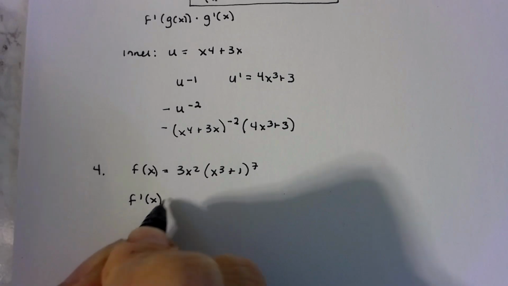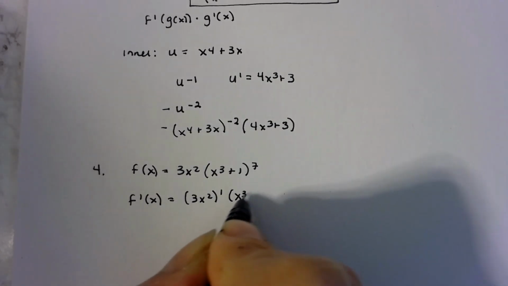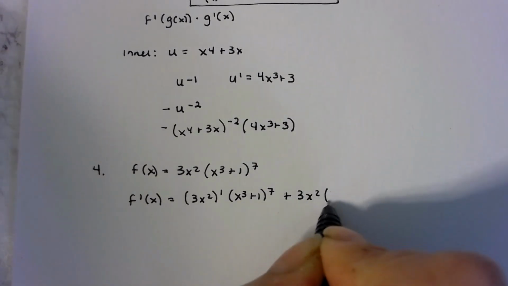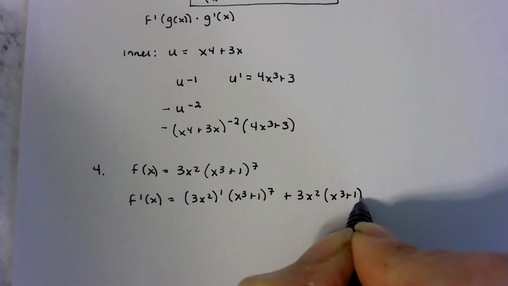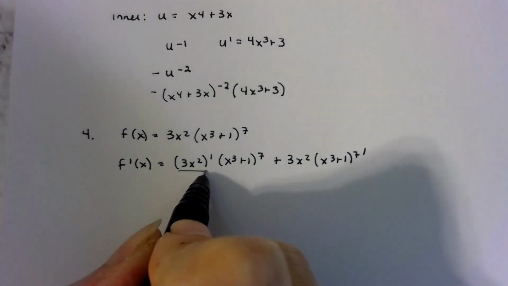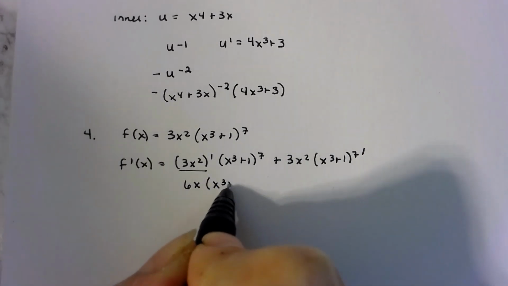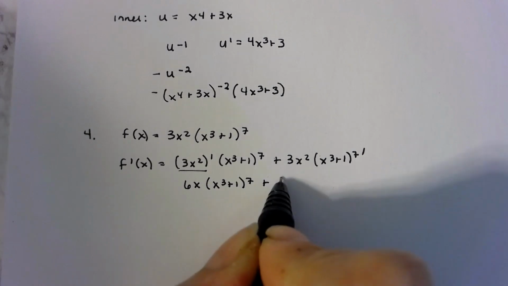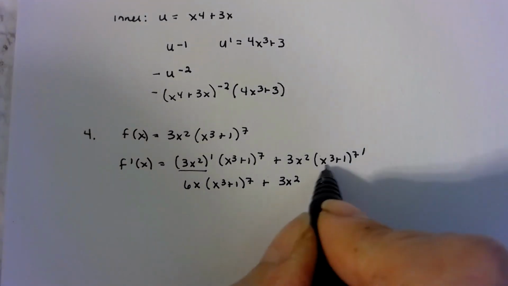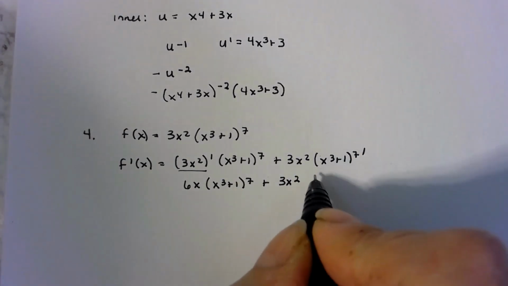F prime of x then is equal to (3x squared) prime times (x cubed plus 1) to the 7th, plus 3x squared times ((x cubed plus 1) to the 7th) prime. The derivative of this term is 6x. Multiply it to what's left. And then add to that, we're going to leave the 3x squared factor alone on this side. Now I've got a chain rule here, right? So, I'm going to chain it right now.